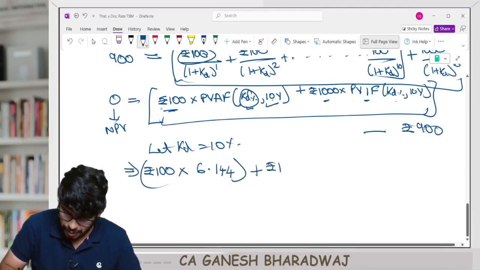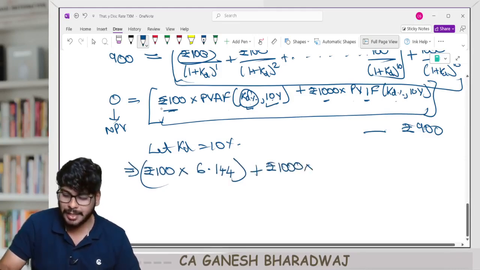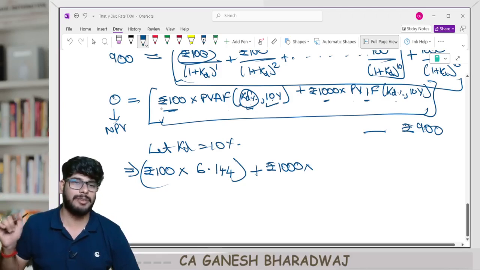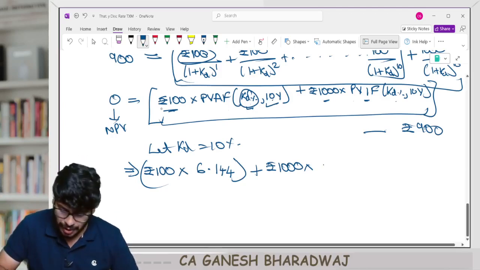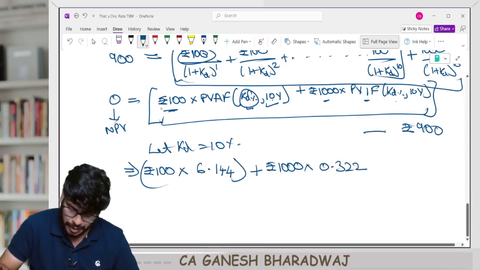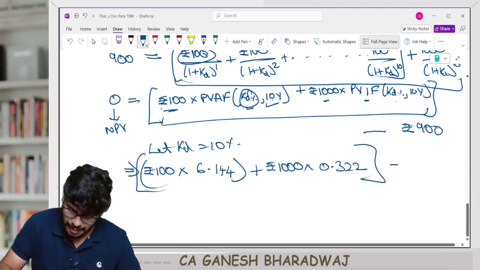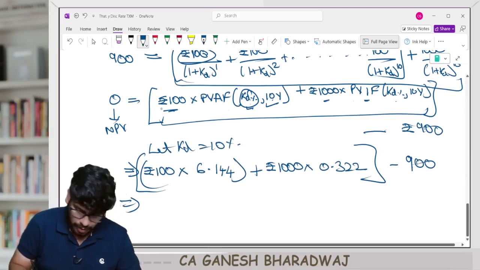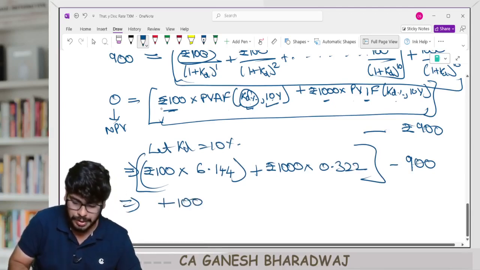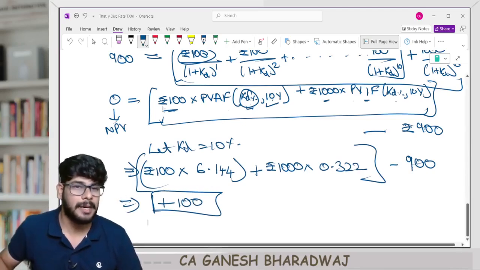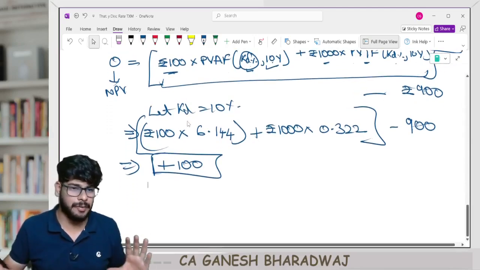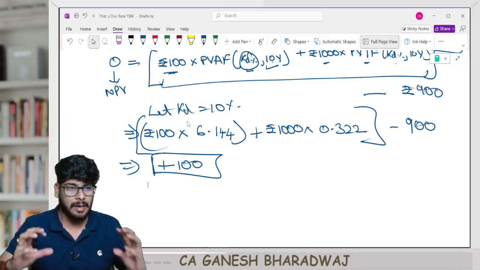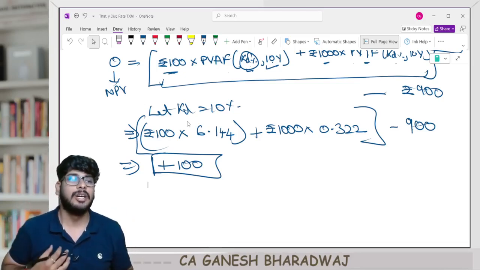Plus rupees 1000 into present value interest factor of 10% for 10 years. Again, 1 divided by 1.1 is equal to, is equal to, is equal to, like that. If you do it 10 times, you'll get 0.322, right? The whole minus 900. If you do the calculation, I think finally you will get a positive 100 rupees. This will be your NPV. Guys, clear with this? This is computation driven. Don't worry about it, right? You do the calculations if you want once again, but this is the final answer you will get.